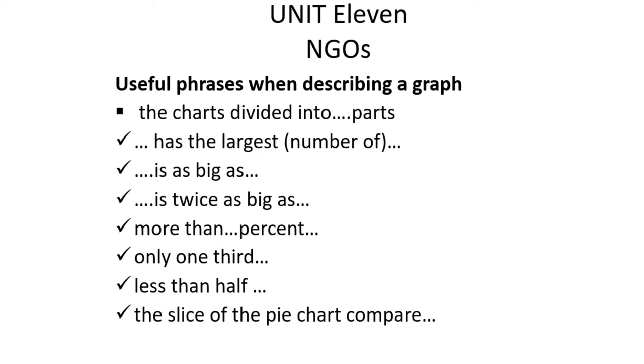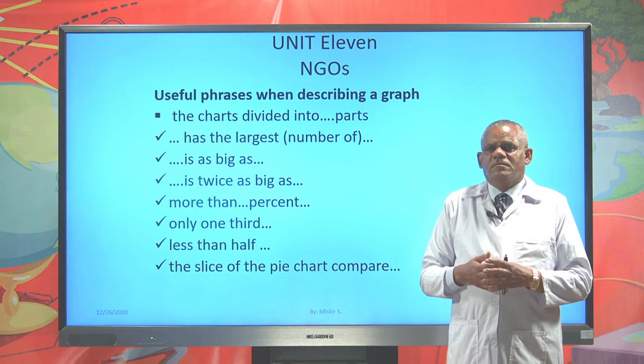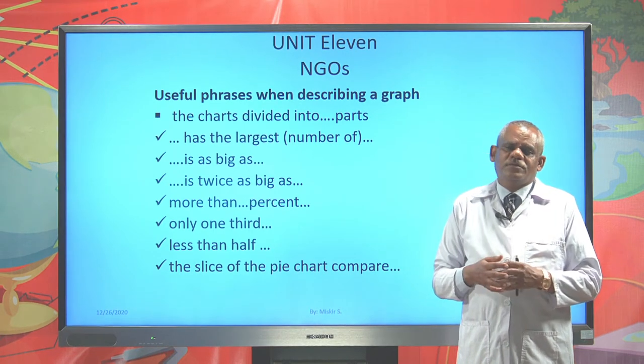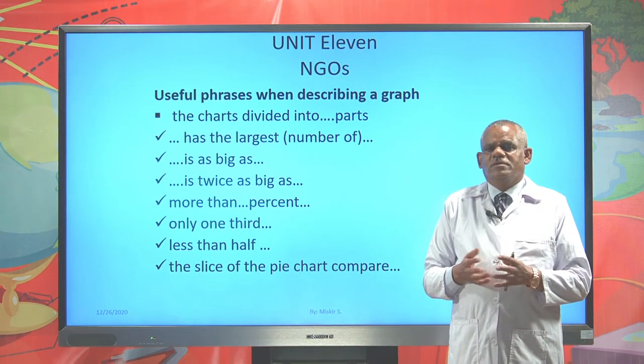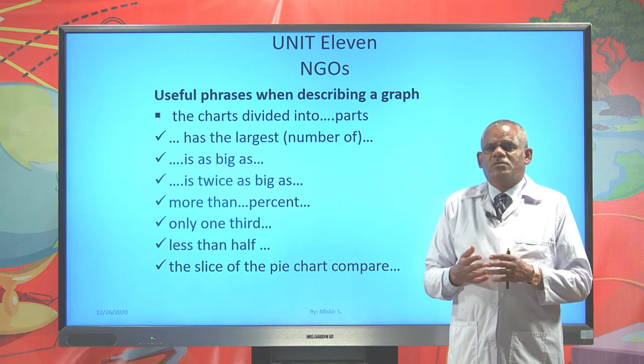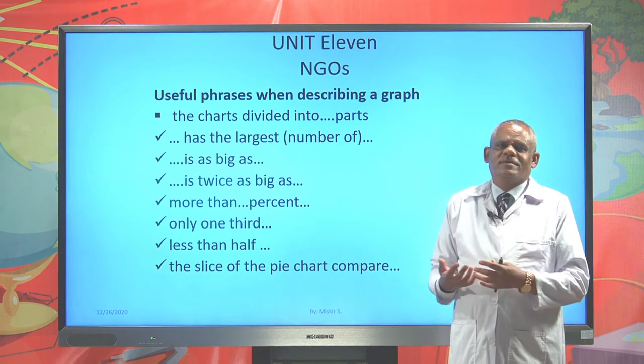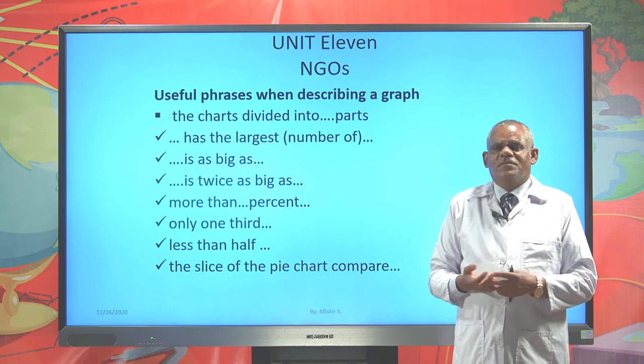Blank is twice as big as blank. Twice. So for instance, let's take Ethiopia. At the same time, take Eritrea. In such a case, we can say Ethiopia is twice as big as Eritrea. It's a very simple example.